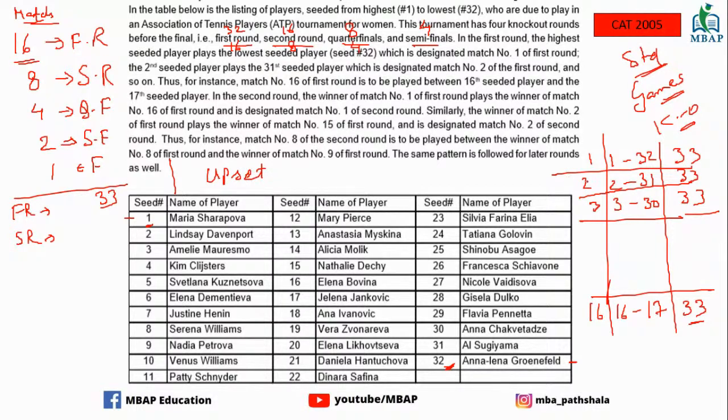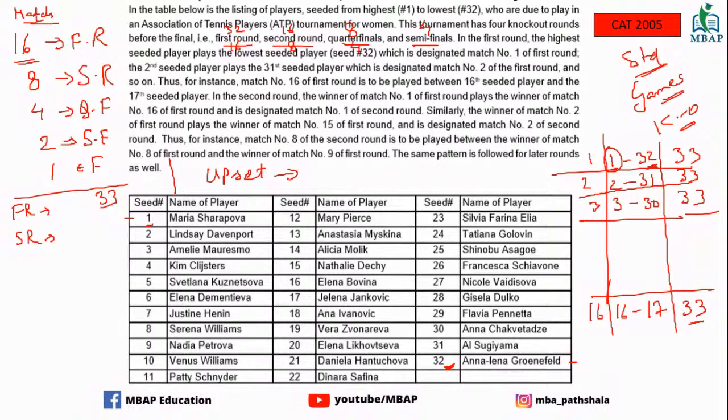Whenever the player with rank 1 is going to play with player number 32, obviously there are higher chances that player number 1 will win. But in case player number 32 wins, that means a lower ranked player wins against a higher ranked player, and that is known as an upset. Understand? This is a very common thing in any of your games tournament questions.